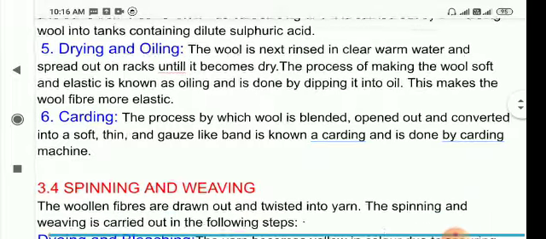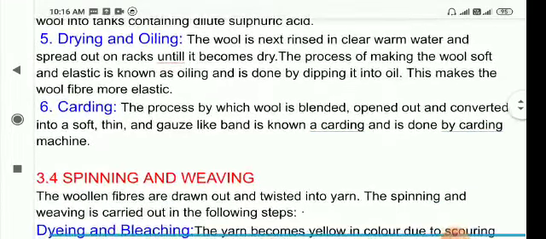Next one is carding. Student, carding is the process by which wool is blended. Blend means mix up. So mix up different varieties of wool. When it is mixed up, that is called blended. So wool is blended, opened out and converted into a soft, thin and gauze-like band, which is called carding, and it is done by a carding machine.